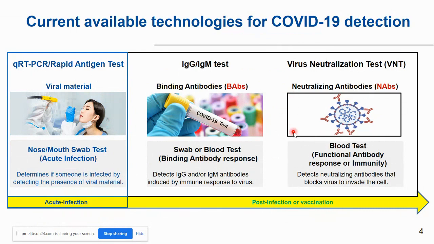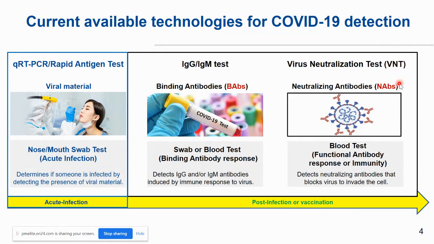In terms of antibodies, there are two major pillars. Number one would be the IgG, IgM test that most of us are very familiar with. These are called binding antibodies. They can use swab or blood testing to look for the binding antibody response, to detect IgG and/or IgM or other full sets of antibodies, to determine the immune response to the virus. Mainly this is to detect the infection history and whether anybody has been exposed to the virus. What is more important is also the functionality of the immune response. That has been traditionally defined by the virus neutralization test.